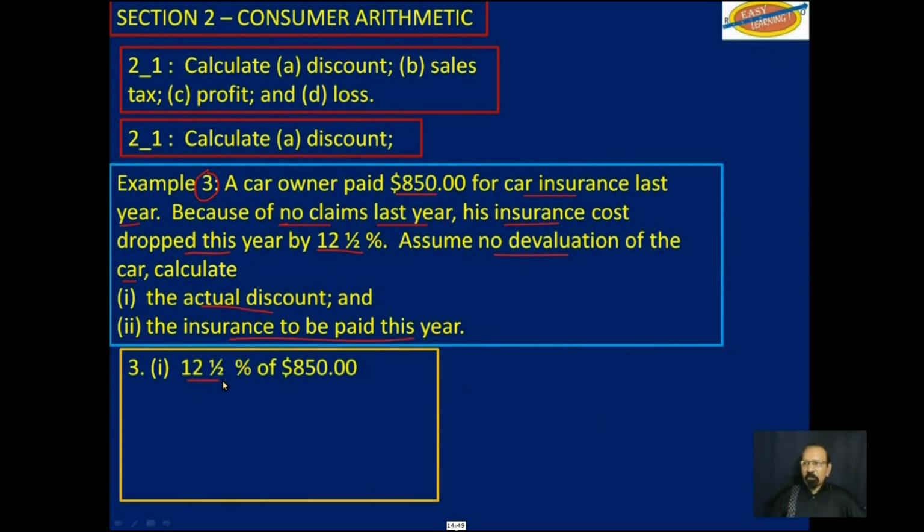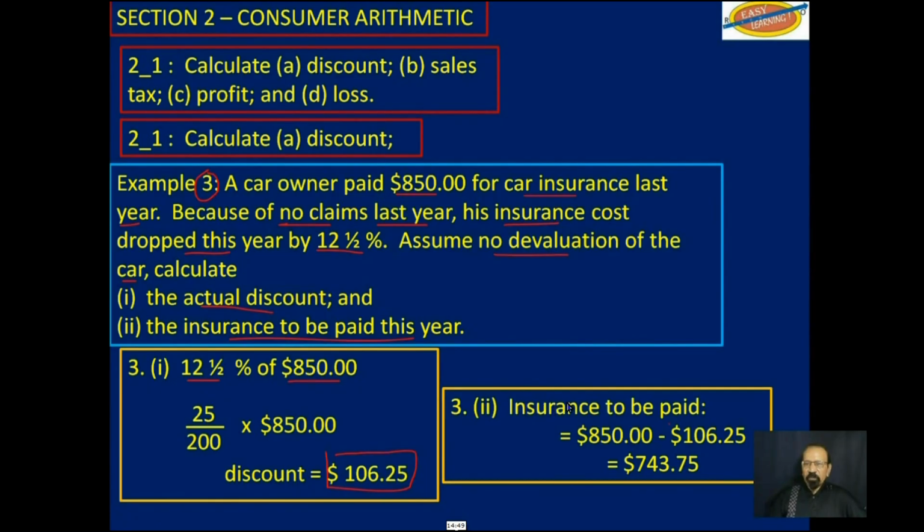So 12.5% of $850, you work that, 25 over 200 times 850, and you get a discount of $106.25. That's the discount. So if you subtract $106.25 from last year's insurance, $850, this year that car owner would pay $743.75.